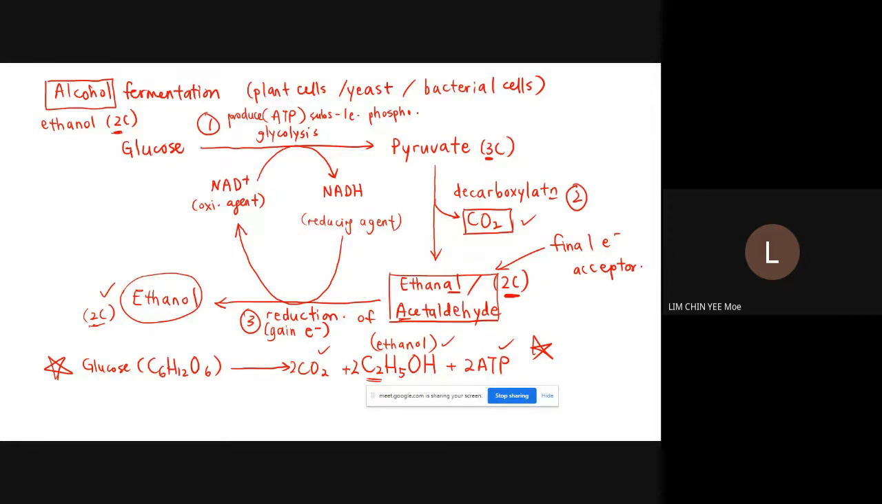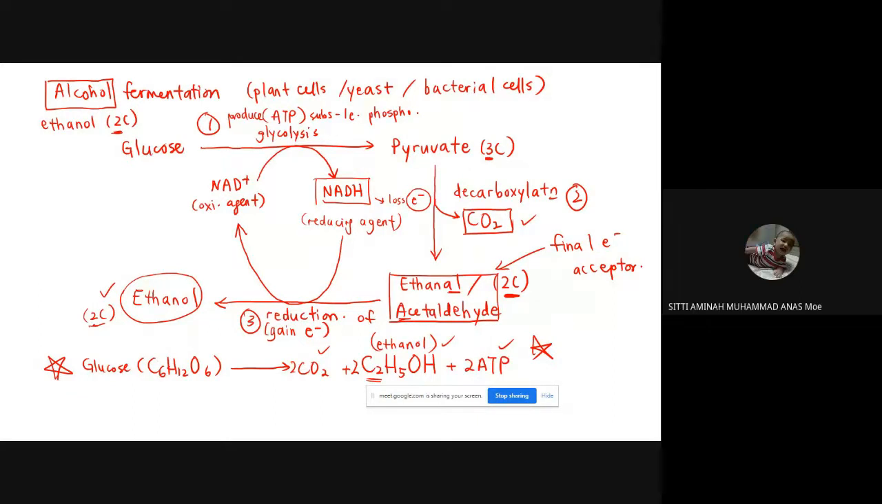Accept dari mana? Elektron ni dari mana? Elektron ini dari NADH. Sebab tengok NADH nanti jadi NAD+. Maksudnya dia dah hilang elektron. Make sense? Elektron yang hilang ini dah pergi mana? Dia dah bagi dekat ethanol. Boleh faham?